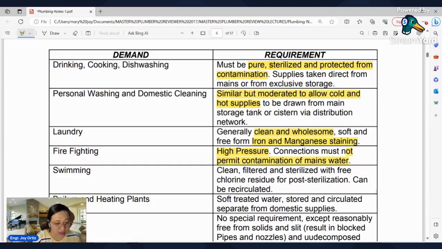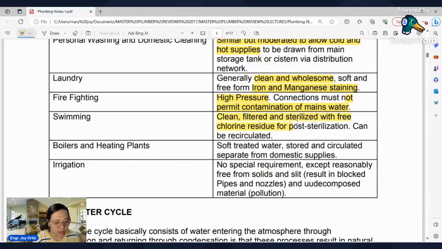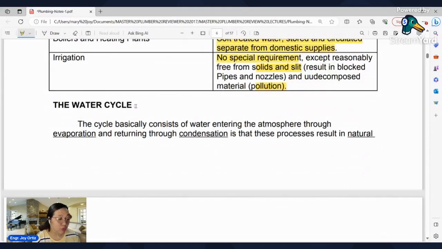Okay? Swimming pool, clean siya, filtered, dapat pala itong requirement is with free chlorine residue for post-sterilization, can be recirculated. Pag boilers and heating plants, okay, soft treated water siya, stored and circulated separate from domestic supplies. Pag irrigation, wala naman siyang special requirement except reasonably free from solids and silt. Ito naman po yung requirements. Result in black pipes and nozzles and undecomposed material like in pollution. So, yan ang mga requirements natin. Okay. Since we're talking about the properties of water, let's also include the water cycle.